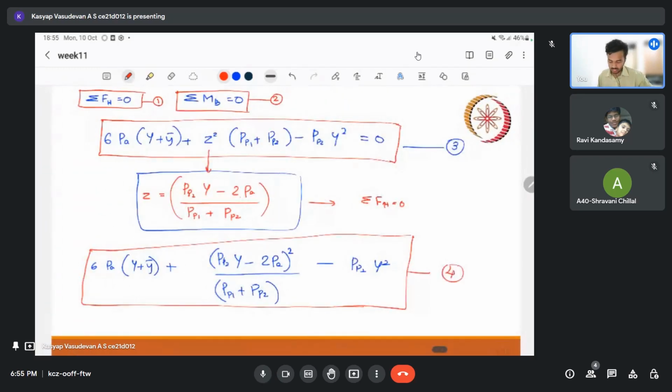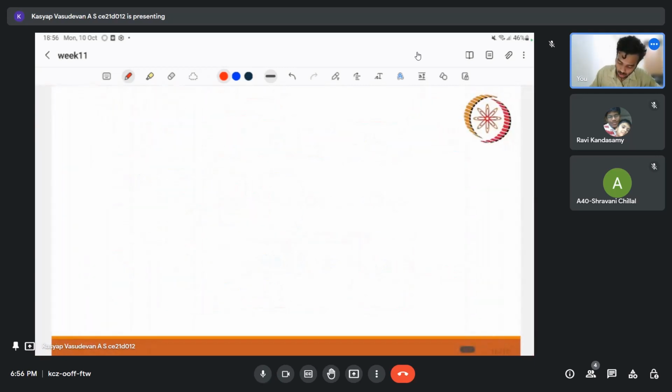Now I can substitute all the values. This is equated to 0. I have PA, which is an exact value. PP1 and PP2 are in terms of y, and y bar also I know. So if I substitute everything in the previous equation, let us see what happens.